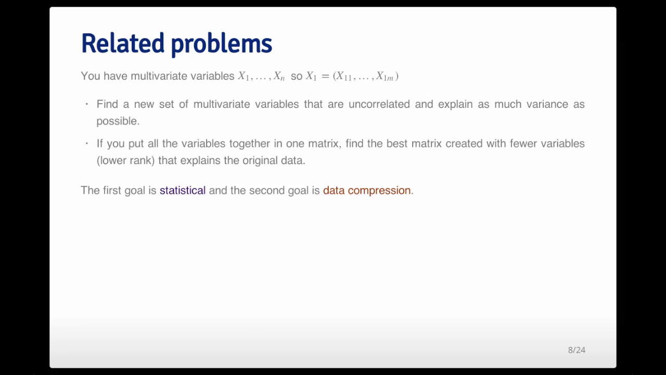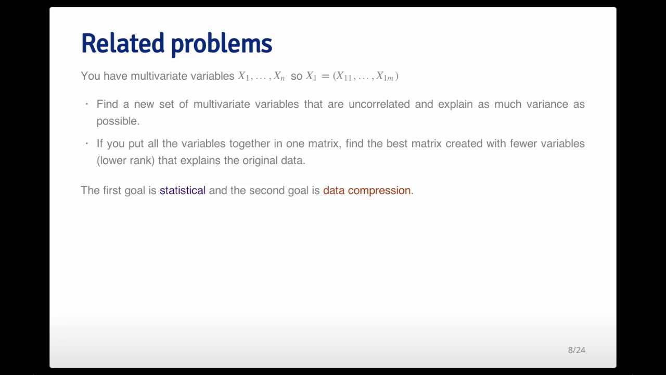Another related problem is that if you put all the variables together in one matrix, like the matrix that we showed in the image, you want to find the best matrix that's created with fewer variables, but still explains the original data. The more technical term is that you want to find a lower rank matrix that somehow explains the original data reasonably well.